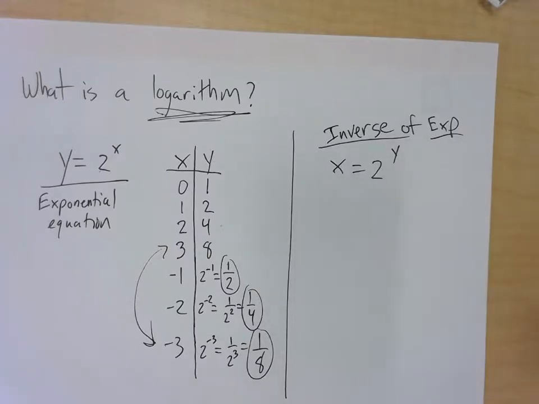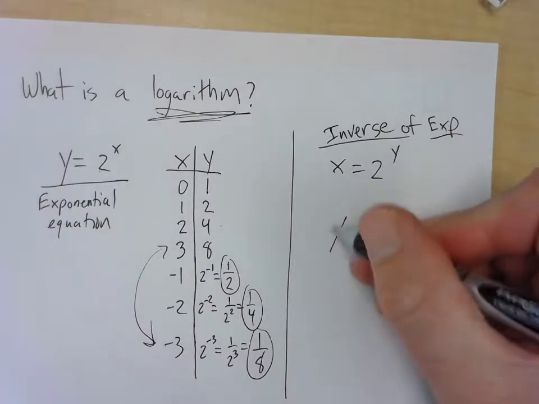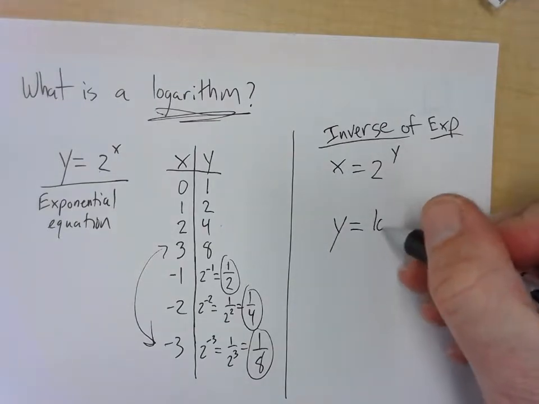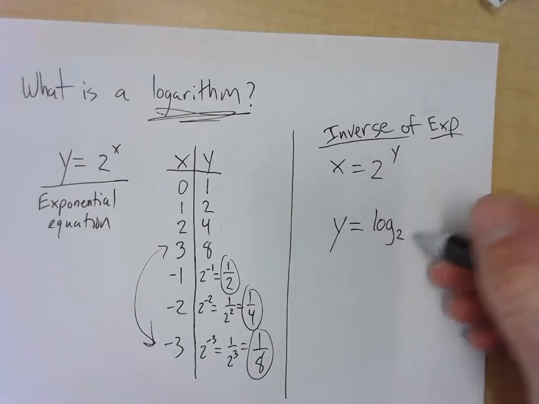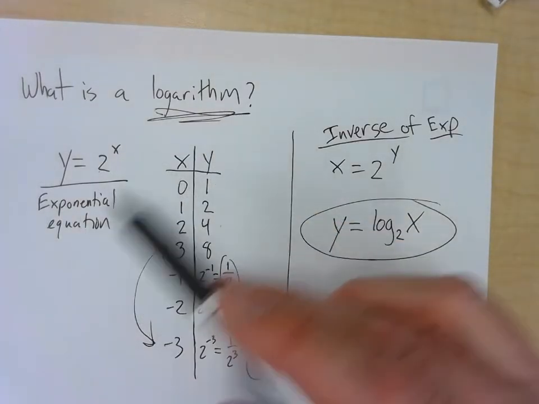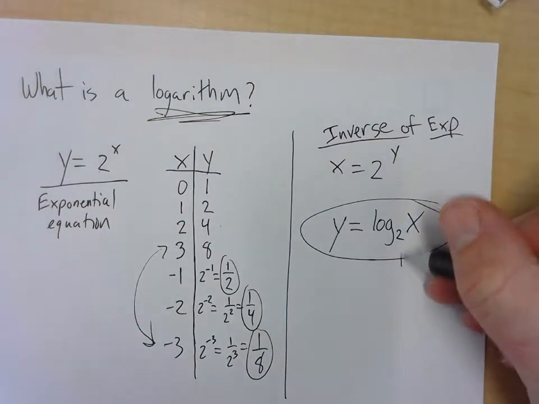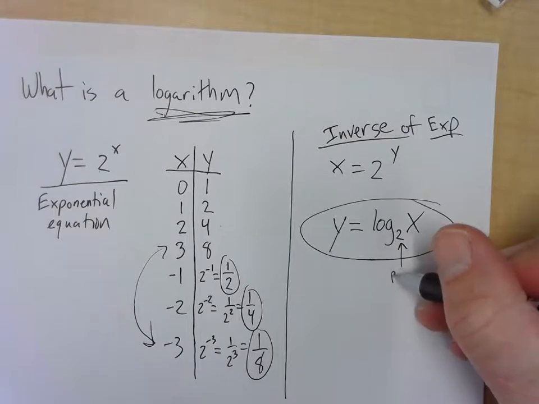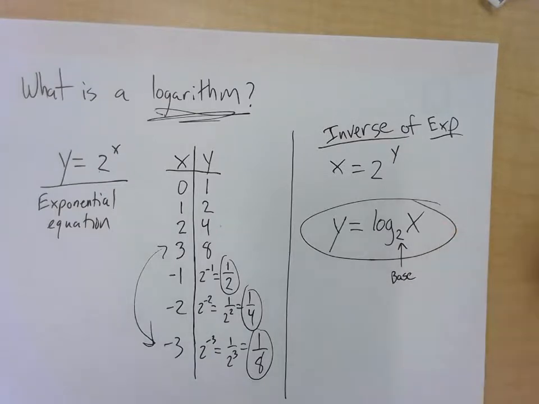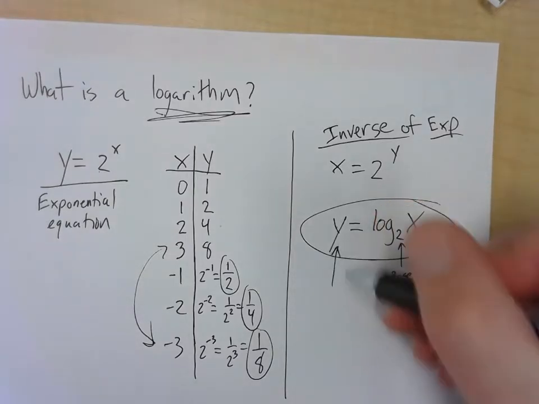rearrange this with a new name, and that's the logarithmic function. We abbreviate it log. So we go y is equal to log base 2 of x. And that is where this is born. The logarithm is the opposite, the inverse of exponential. So this position right here is the base. So the base always fits there. The exponent always goes here.